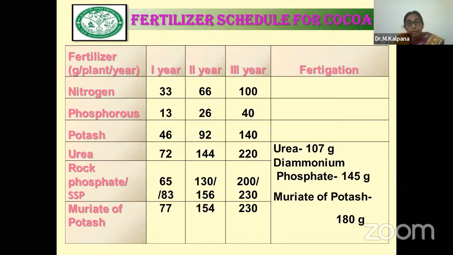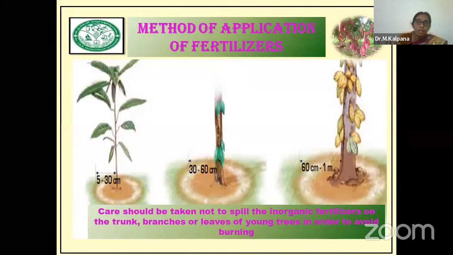Through fertigation, we are giving 107 grams of urea, diammonium phosphate or DAP as 145 grams, and muriate of potash as 180 grams. And the method of application is also important right from the planting. In the below 1 year of age, it should be around 50 to 30 centimeters. So we have to make a basin, and we have to incorporate the fertilizer in the basin.